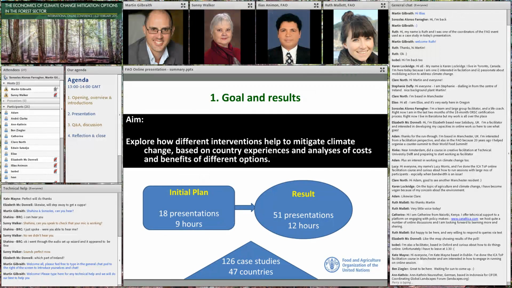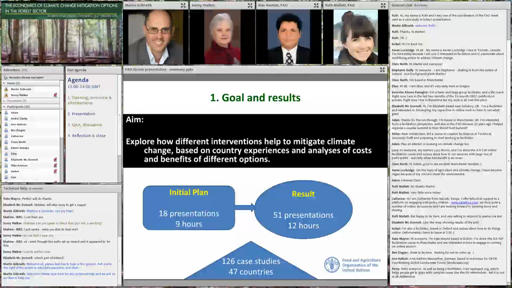So the goal of the conference was to explore how different interventions could help to mitigate climate change and the costs and benefits of different options, hosted by the FAO Forestry Department. The initial plan was to do just 6 sessions of 90 minutes each, to limit each session to 100 participants, which is the number that the standard Adobe Connect license is able to accommodate, and to take no more than about 18 presentations, essentially because it was a new challenge for all of us to put on such a large-scale event. We wanted to keep it as simple as possible.